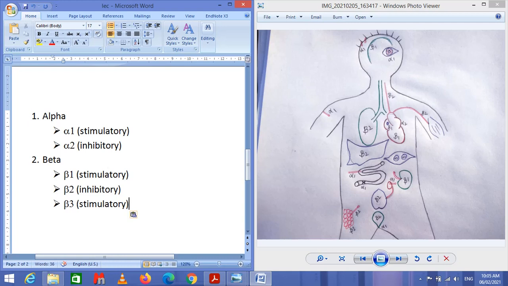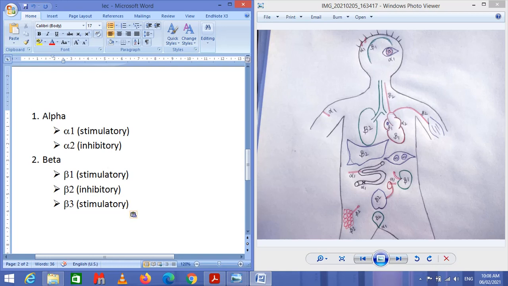So by stimulatory, we mean that the stimulatory receptor will contract the muscles, will contract the glands, will lead to the secretion of enzymes, and will lead to the secretion of hormones. Similarly, the inhibitory receptor will lead to the relaxation of muscles, and to the inhibition of secretion of any hormone or any enzyme.